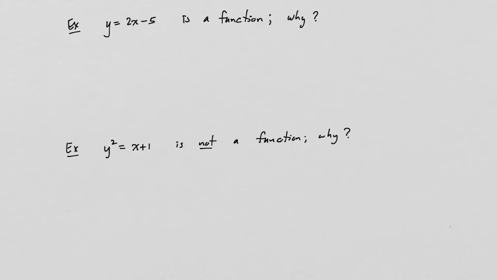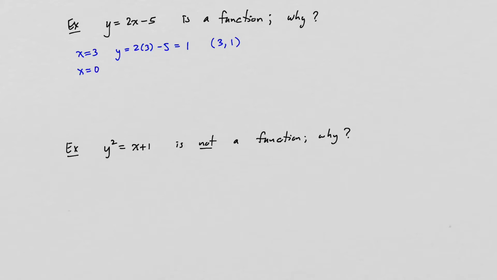So what you have to do is imagine if you start plugging in values of x here, are you ever going to plug in one value of x and get two values for y? Let's experiment a little bit. If x equals 3, y is going to be 2 times 3 minus 5, which is equal to 1. So when x is 3, y is 1. So when we plug in 3, we only get one value for y.